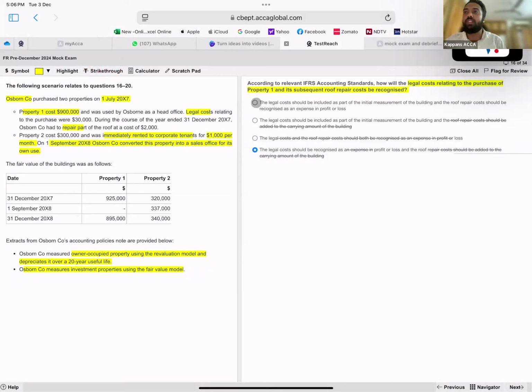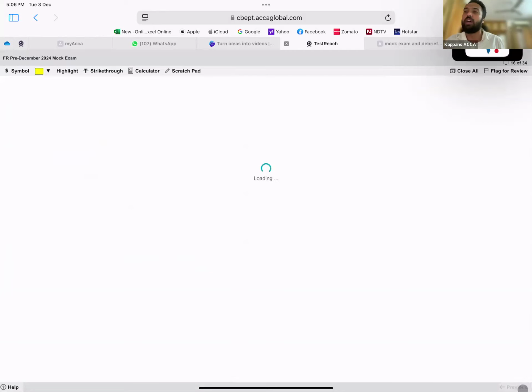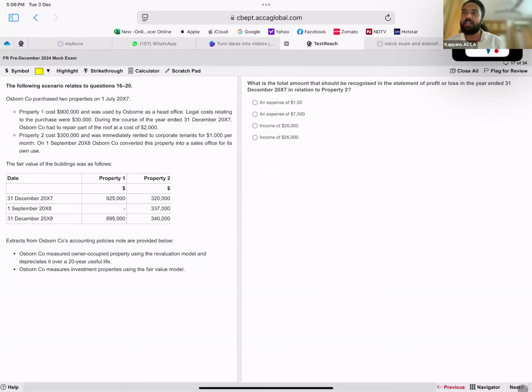So the correct answer is option A. Legal costs related to the purchase of an asset should be included as part of the initial measurement, and roof repair costs should be expensed in the profit and loss account. Moving on to question 17.